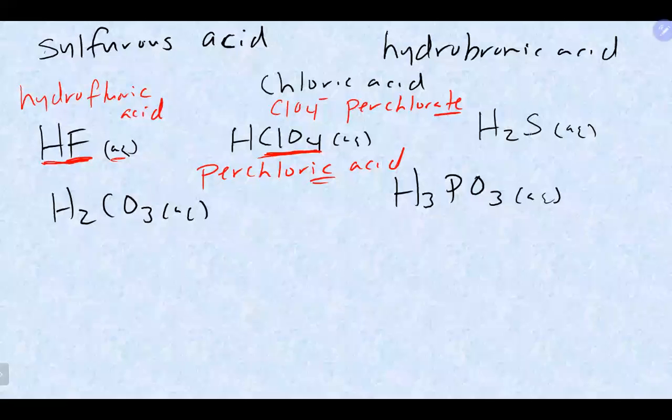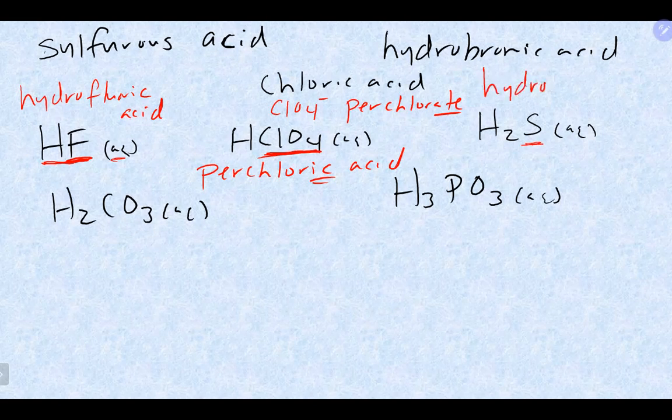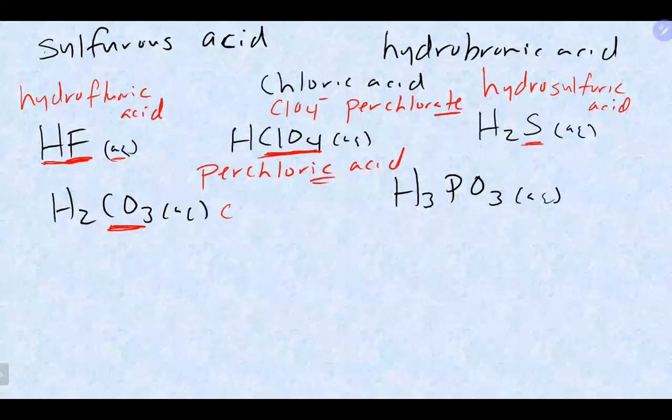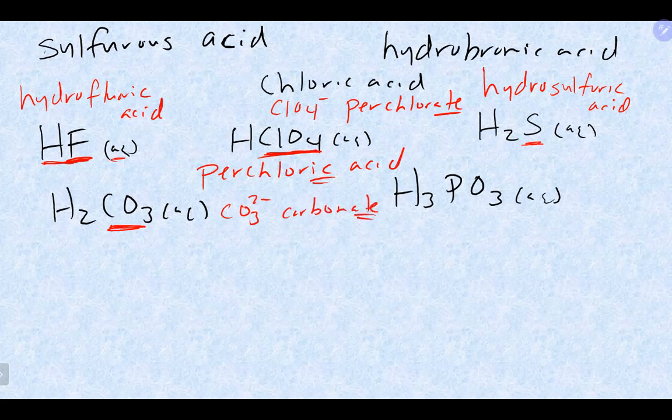Coming to the next one here, we do not see oxygen, so that is going to be our hydro beginning. That is going to be sulfuric acid. So hydrosulfuric acid, as we have the hydro and the ic for this one that has no oxygen. Coming to this one down here, that is CO3 2 minus, which is carbonate. ATE is going to become ic, so this will be carbonic acid.